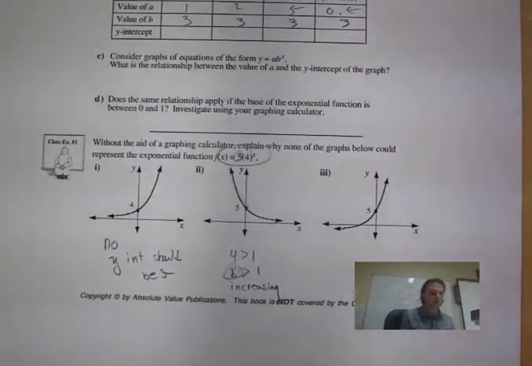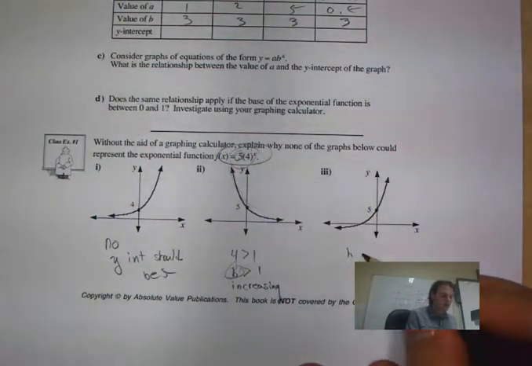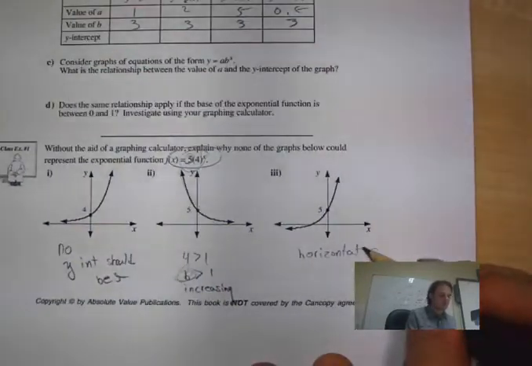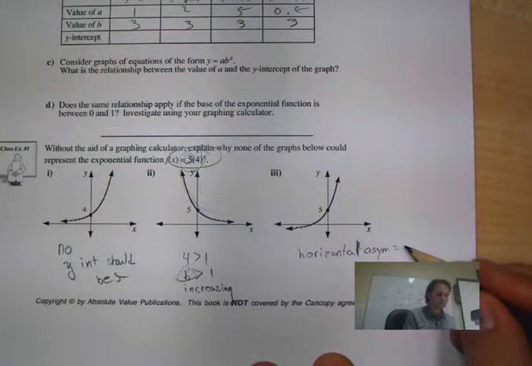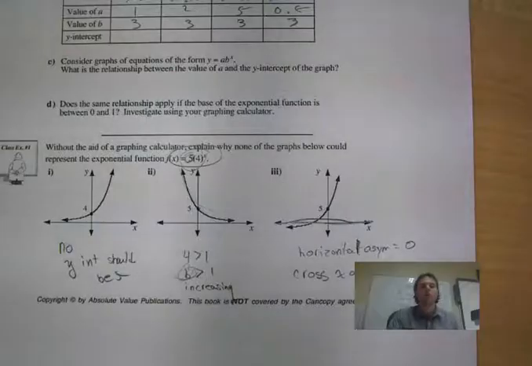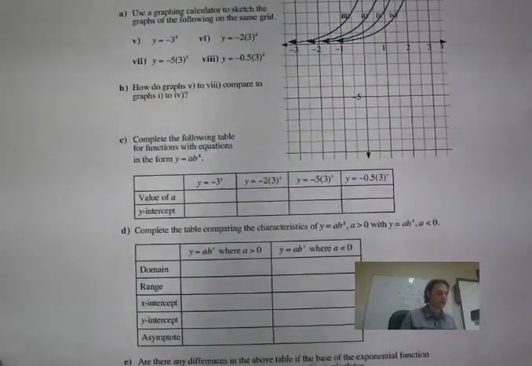Let's take a look at number 3 here. Why can't this one be? If I look at this, my horizontal asymptote should be equal to 0, right? So my horizontal asymptote is the x-axis, and it crosses. The horizontal asymptote should always be where y is equal to 0, and it crosses the x-axis. So therefore, that graph doesn't work, okay?